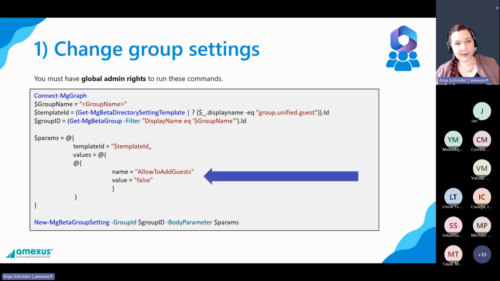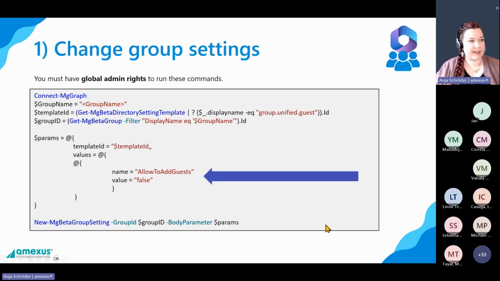You can use these commands. You put the group name in the variable right here, and then you run the commands, and it will change the ability to add guests from true to false, and then the owners and also the members can't add guests to this specific group. But you have to do it for each specific group, and for another specific group you run the commands again.